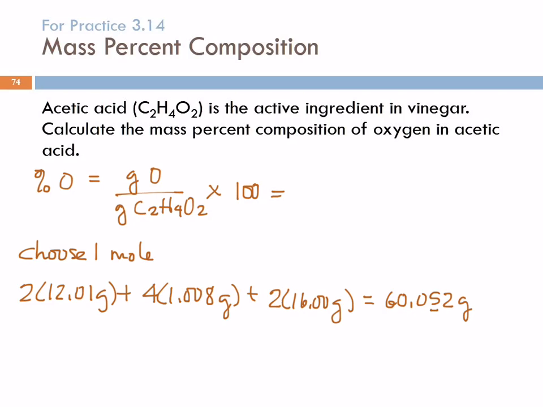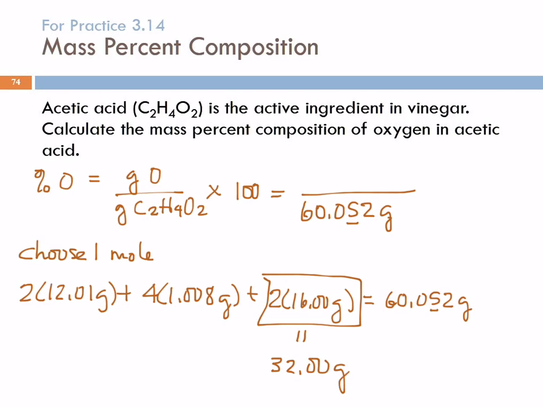So in our percent composition formula, that's the mass of 1 mole of the whole compound, 60 grams. What's the mass of oxygen? 32. All we have to do is pick out the oxygen from what we wrote down. This is the mass of the oxygen, because there are 2 moles of oxygen in every mole of this compound. So 32 times 100.